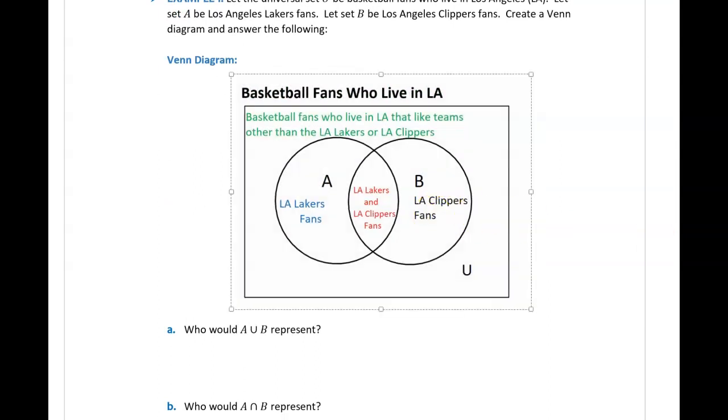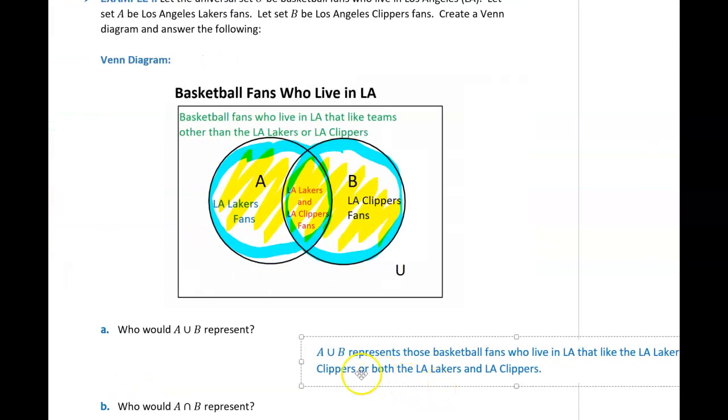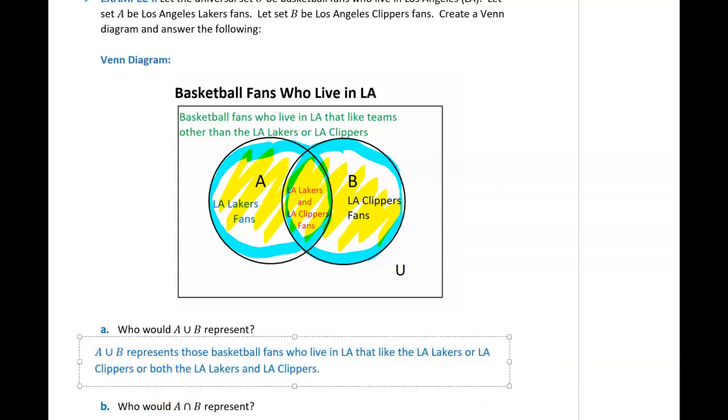Who would A union B represent? So A union B is everyone who is in set A or set B or set A and set B. So that would be everyone in these three regions. A union B would represent those basketball fans who live in LA that like the LA Lakers or the LA Clippers or both the LA Lakers and the LA Clippers.